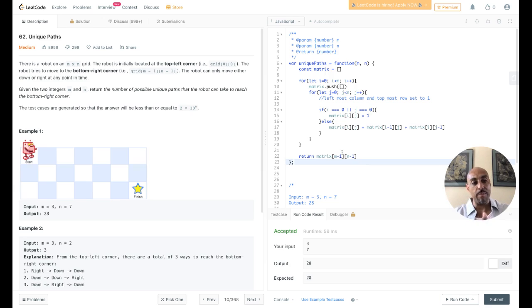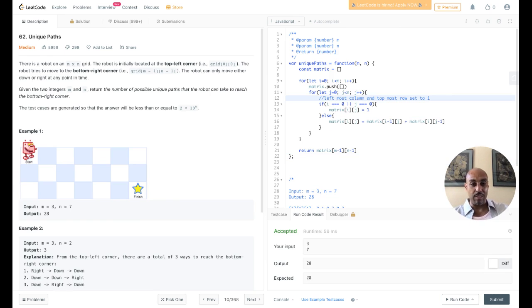Why is it m minus 1, n minus 1? That's because arrays are 0 indexed. Well, not obviously. Maybe if you're watching this, I hope you understand how arrays work. But that's about as simple as you can do. This is a DP problem. It's actually a medium problem, unique paths.